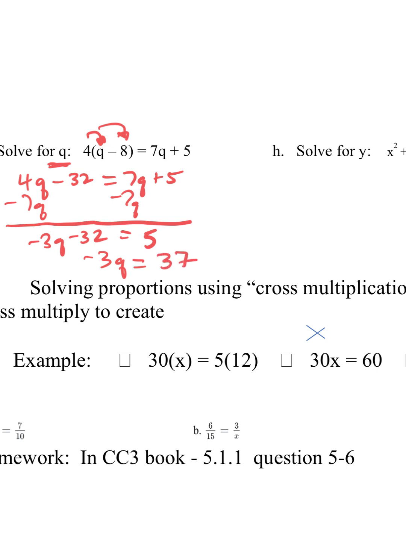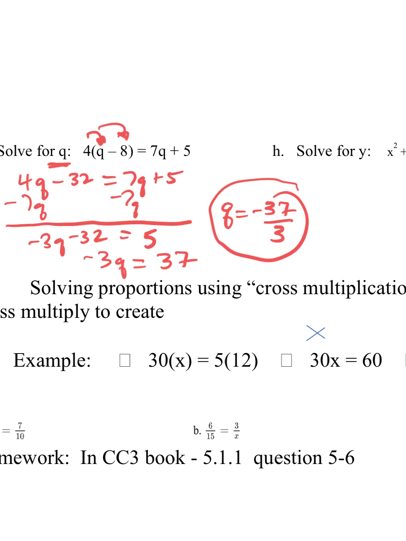And therefore, q equals negative 37 over 3. That you can say negative 3, or you can bring that negative to the 37. So it doesn't matter here.